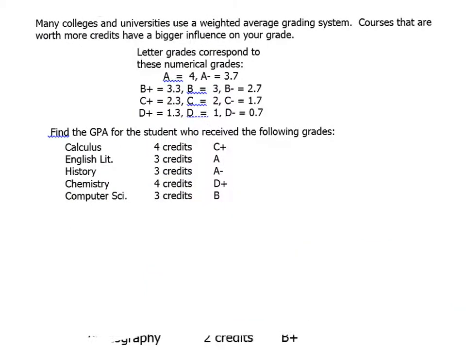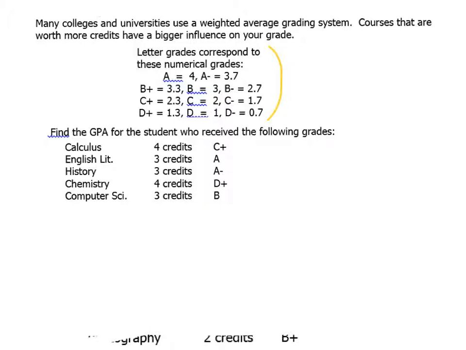Another situation we're going to look at is for credits. So like in high school, you get certain credits for classes, and this probably comes into play a little bit more in college. So if you take a look at the top here, it says many colleges and universities use a weighted average grading system. Courses that are worth more credits have a bigger influence on your grade. So the letter grades correspond to the following numbers.